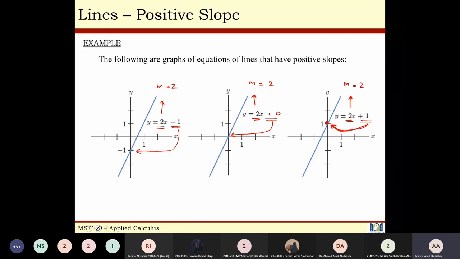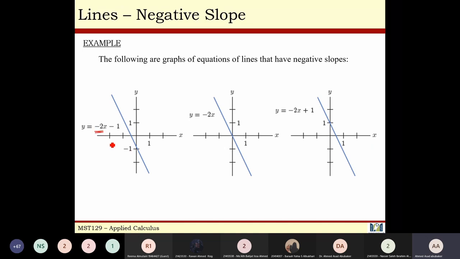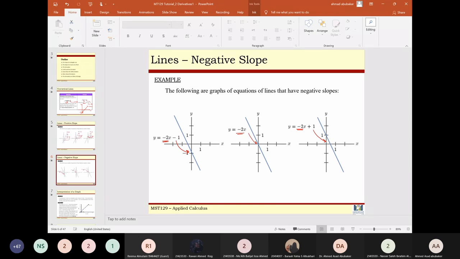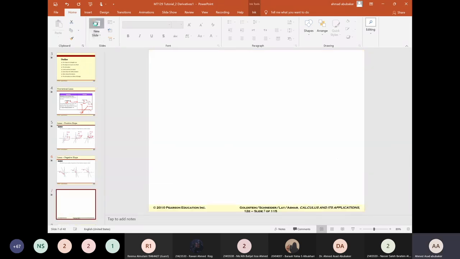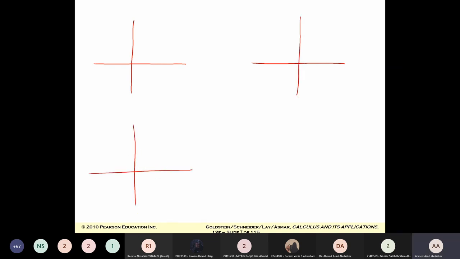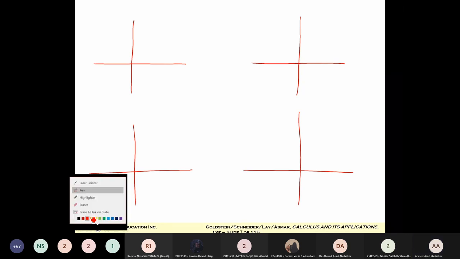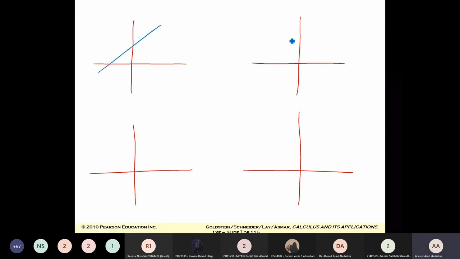If we have a negative coefficient of x like this, this is the slope also: -2, -2, -2, and different y-intercepts 0 and 1. In general, we have 4 cases. I need a new slide to put the 4 cases for the line. Sometimes we have increasing, decreasing, horizontal, and vertical.